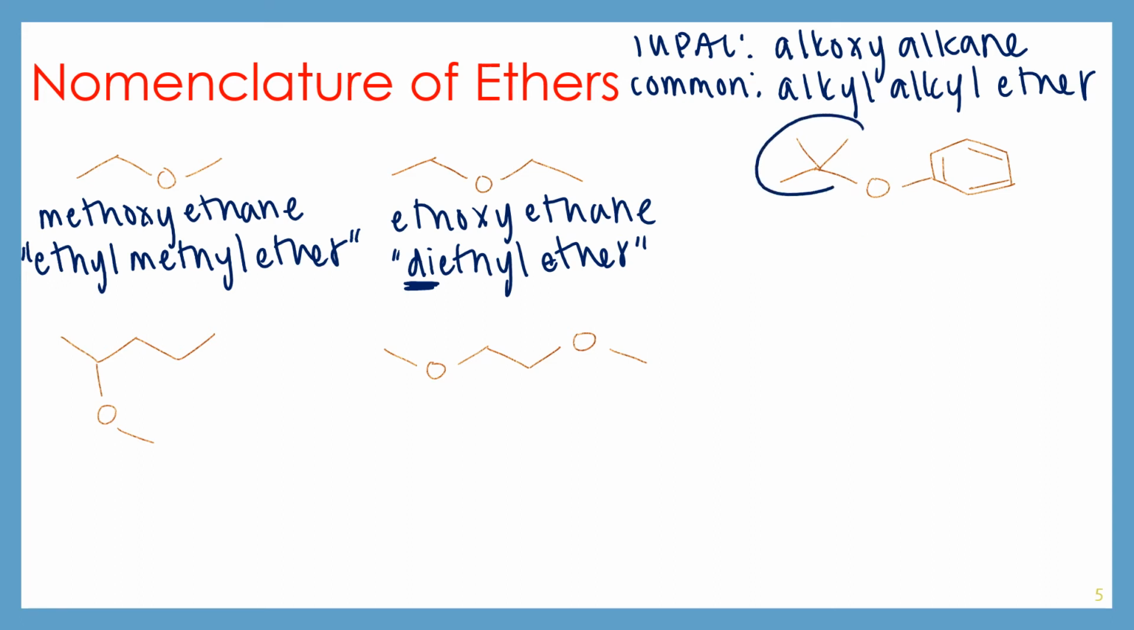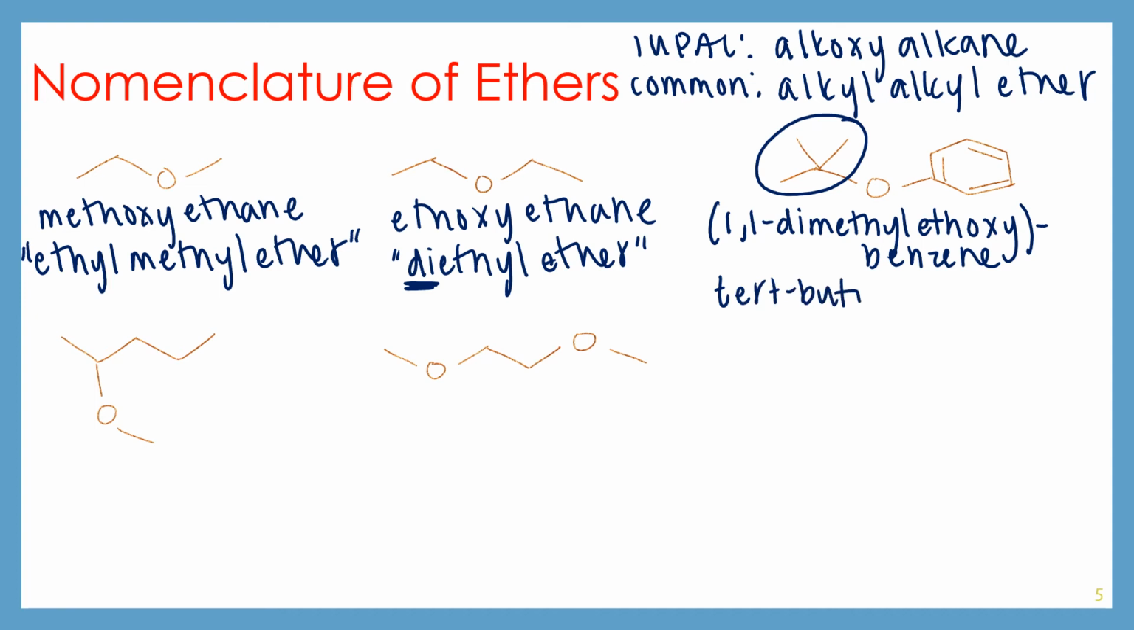Now remember that tert-butyl has a kind of complicated IUPAC name, which is 1,1-dimethylethyl. But in this case, since it's an ether, we're going to go with ethoxy. And then you follow it up with benzene, but I ran out of space there. So 1,1-dimethylethoxybenzene. You could also call it tert-butoxybenzene. That's a little bit borrowing from the common nomenclature.